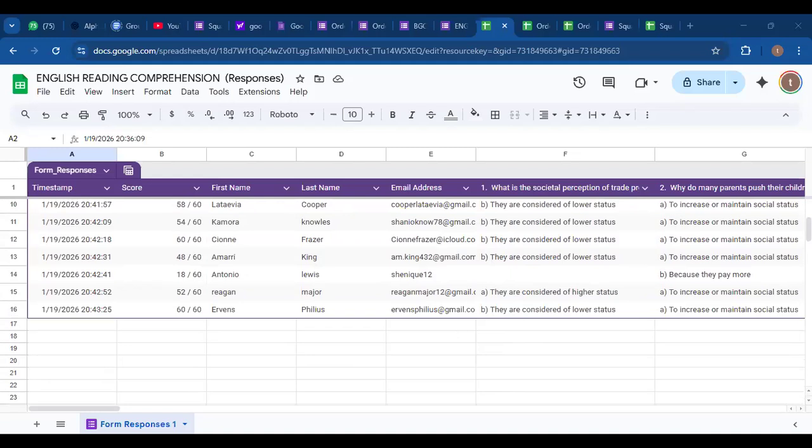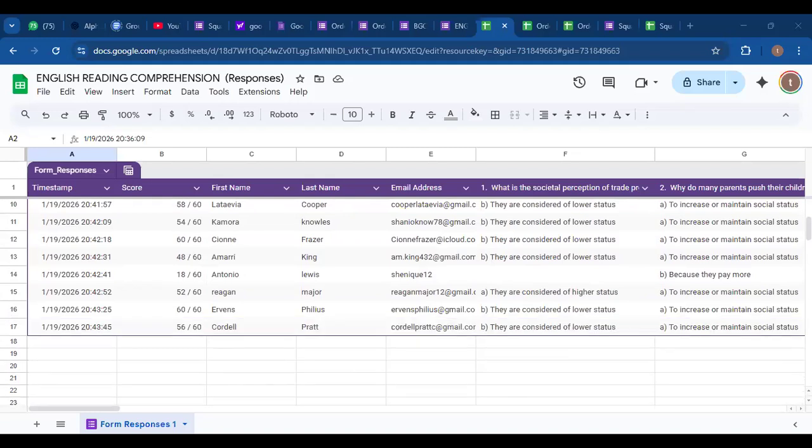Irvin, you got all right. Very good, Irvin. So far, 2 people got all right, Irvin and Sion. That's incredible. Good night. Very good. Cordell Pratt, exceptional job. Very good, Cordell.